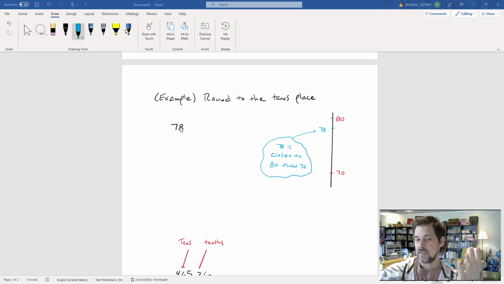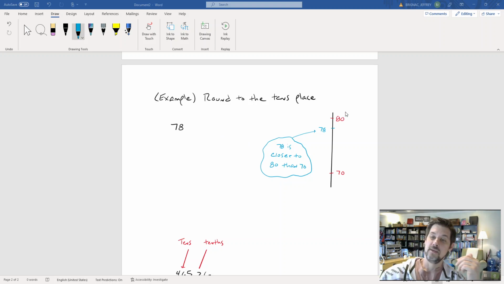Here's what we're saying. You see the 8 right there? We don't care about the 8. We don't care about the ones. We just want to say, do you want to call 78 80 or do you want to call it 70? So rounding to the tens place means I don't care about the digits that come after it. We're asking, is 78 closer to 80 or closer to 70? Because those are the numbers that we're going to use. We don't care about 81, we don't care about 79, we don't care about 71. We care about 70 and 80.